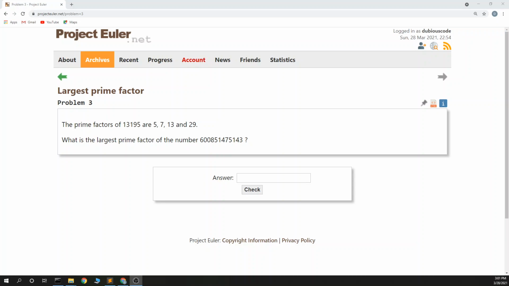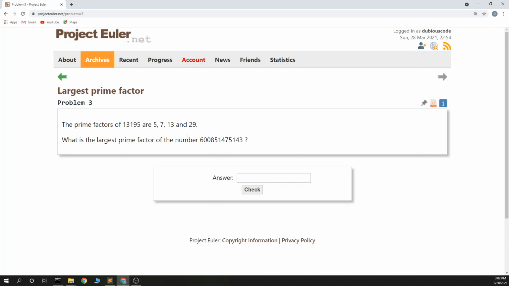This is dubious code with Project Euler 3 in Python. So find prime factors of numbers, basically. So here's an example of some, I don't know, 600 billion or something. And the prime factors are 13,000 and change, 5, 7, 13, 29.